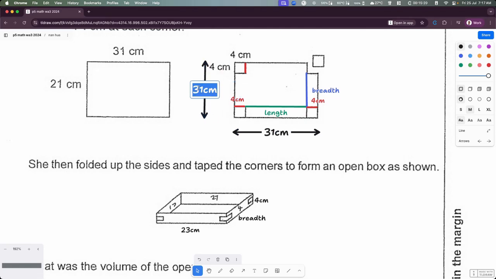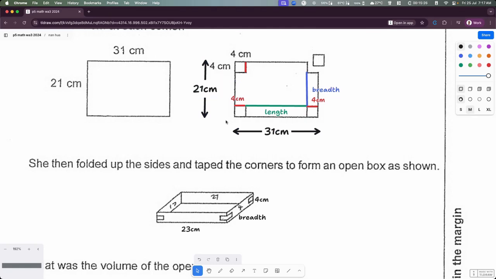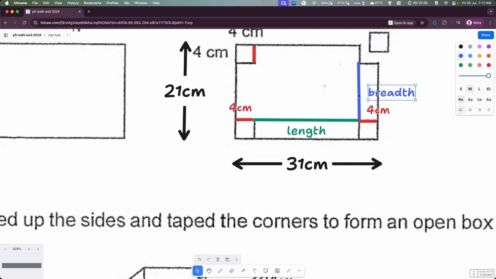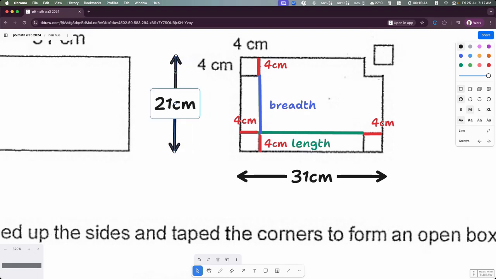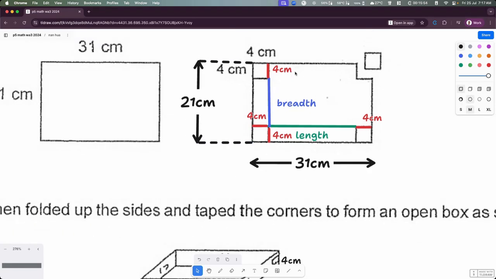Since we also know for the breadth, I'm going to put this breadth over here. We also know that this red line is also 4 centimeters, so I'm going to put here 4 centimeters, 4 centimeters. And we also know that the 21 centimeters over here, I'm going to put this dotted line, is the whole breadth of this rectangle. So what we can do is just have 21 minus 4 and 4 again.